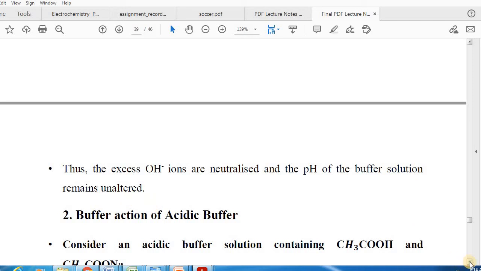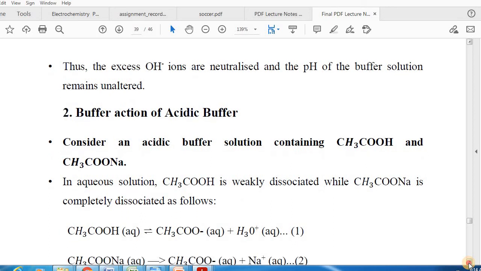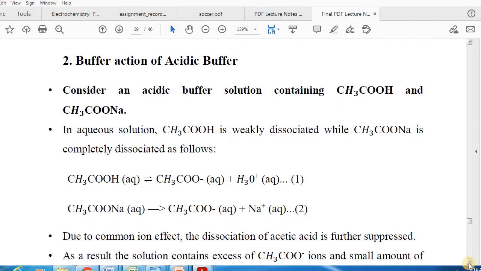The next one is the buffer action of acidic buffer. Consider an acidic buffer solution containing a weak acid, acetic acid, and its salt with a strong base, which is sodium acetate. Now first, in the aqueous solution, this acetic acid is weakly dissociated, whereas its salt is completely dissociated. So we can write the equation as this.